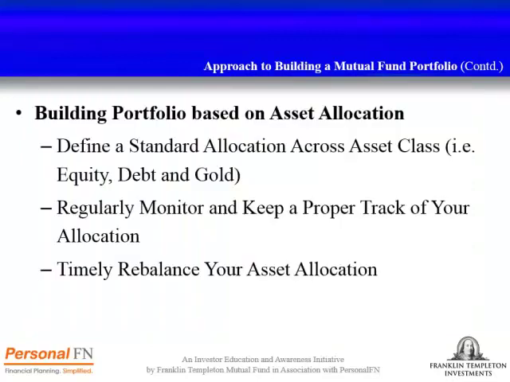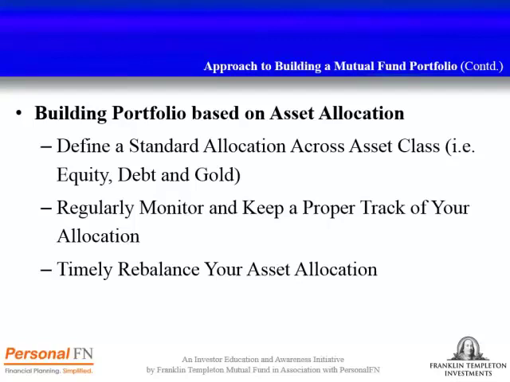Then comes building a portfolio based on asset allocation. Diversification is the key to the success of an investment portfolio. You should have proper diversification across asset classes. Based on your risk appetite, you need to define a standard allocation across asset classes, that is equity, debt and gold. While aggressive investors may have high allocation towards equities, a conservative investor should prefer relatively higher allocation to other asset classes, mainly debt investments that can help maintain stability in the portfolio.